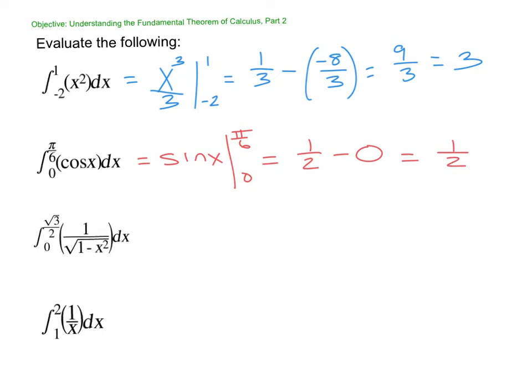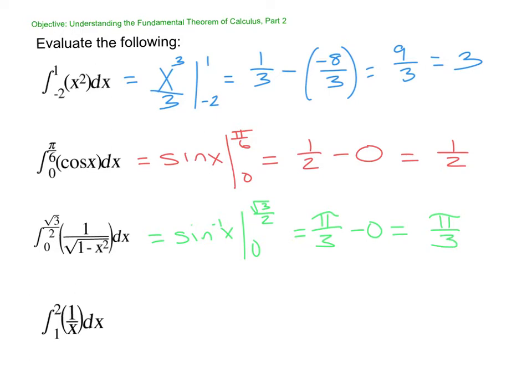All right, whose derivative is 1 over the square root of 1 minus x squared? This is just flat out memorization. That's your arcsine, sine inverse of x from 0 to root 3 over 2. So what's the arcsine of root 3 over 2? At what angle is sine root 3 over 2? That's 60 degrees, which is pi over 3. And again, arcsine of 0 is just 0, so pi over 3.